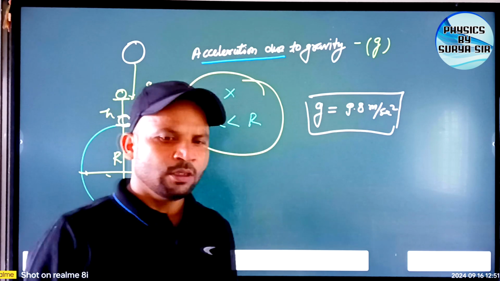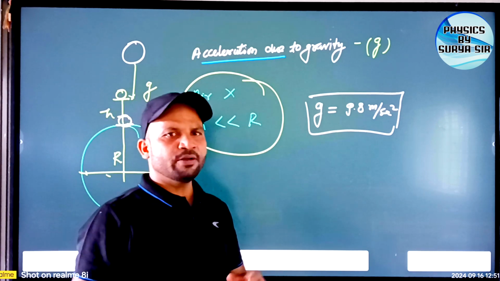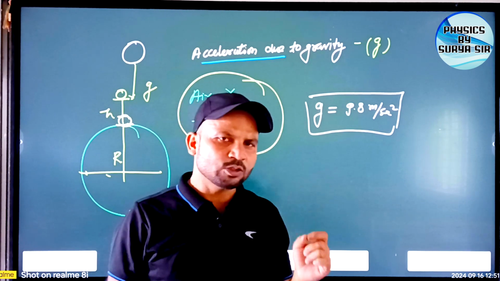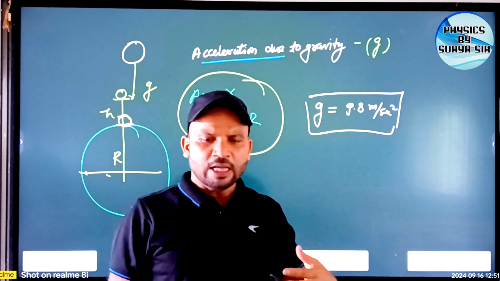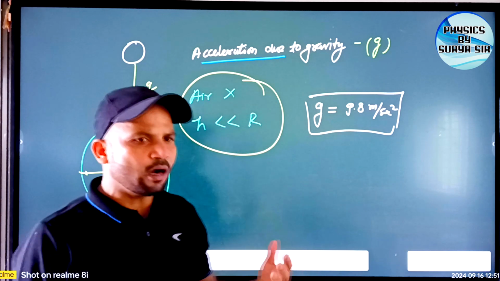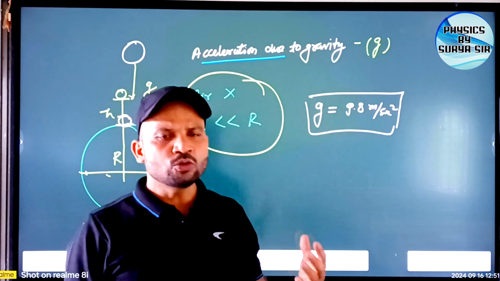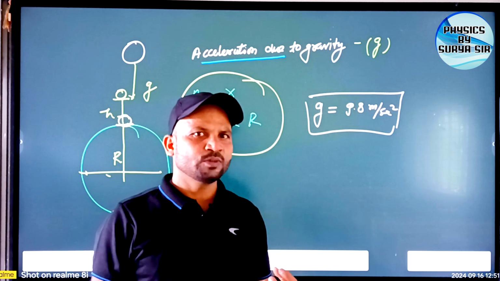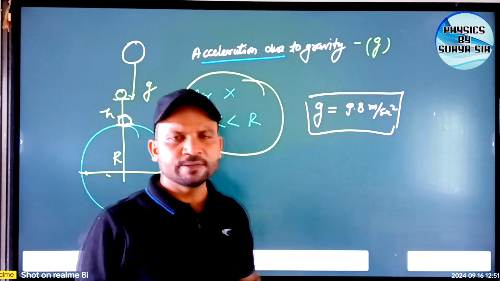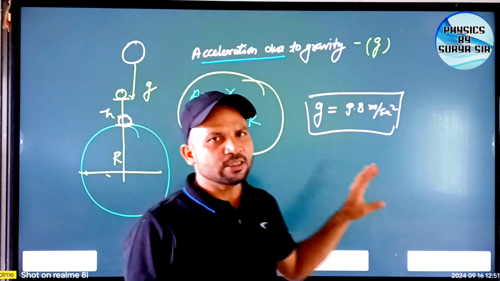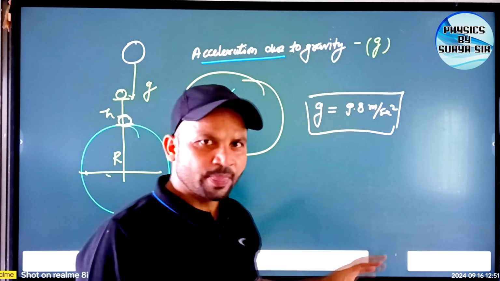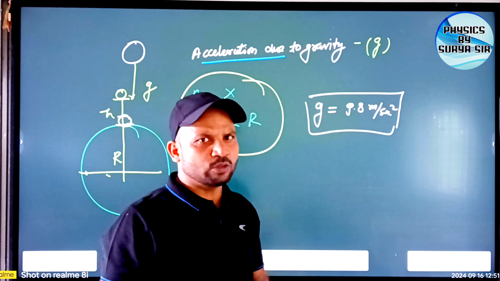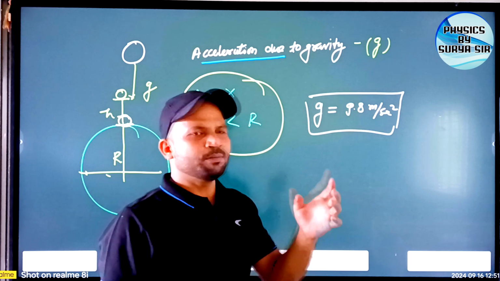Clear? So now we have got one point: what is acceleration due to gravity. Acceleration due to gravity is the acceleration produced in any object due to the gravitational force of Earth acting on it, and this acceleration due to gravity is small g. Its value is 9.8 meter per second square. Okay, so in order to have a clearer concept of this acceleration due to gravity, we are taking some examples.